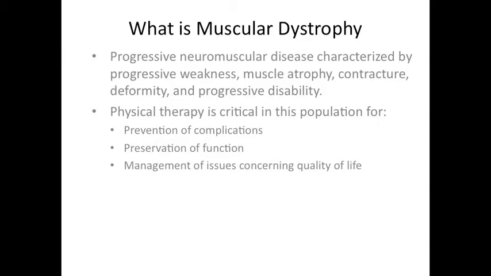So what is muscular dystrophy? It's a progressive neuromuscular disease characterized by progressive weakness, muscle atrophy, contracture, deformity, and progressive disability. Physical therapy is critical in this population to prevent complications, for the preservation of function, and for management of issues concerning quality of life.